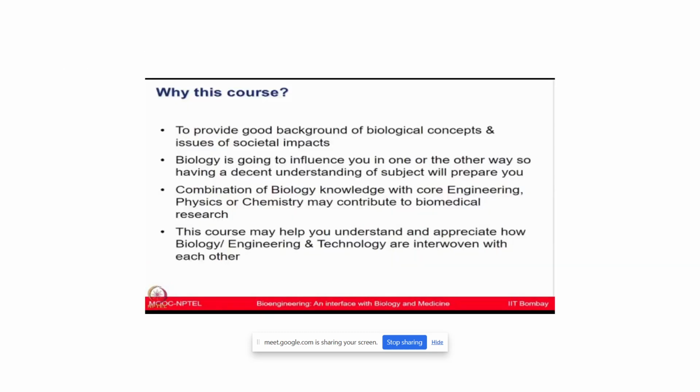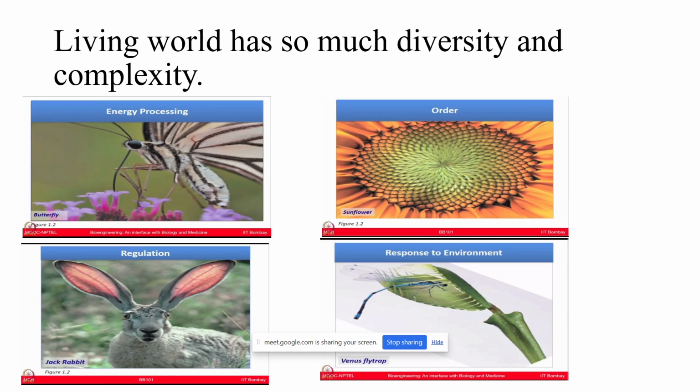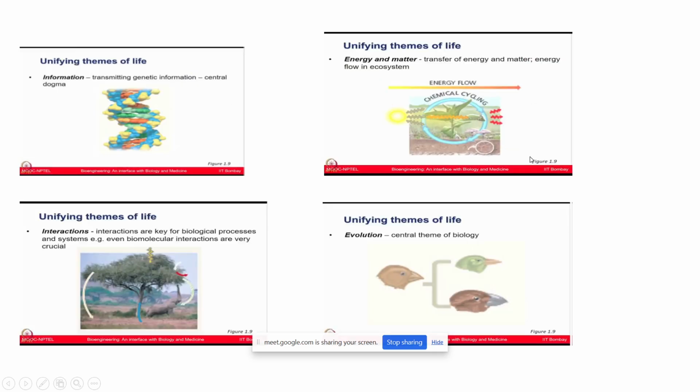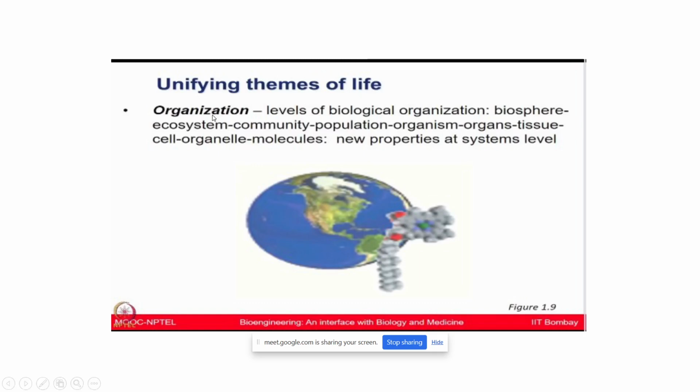So these were a few examples which sir talked about. Similarly, in terms of life processes in lecture 3, what sir went through is the energy process, the odor of sunflower, and how exactly blood regulation happens, and how this Venus flytrap responds to the environment. So these are different life processes happening at different organism levels. So how exactly do these systems work in terms of organization?